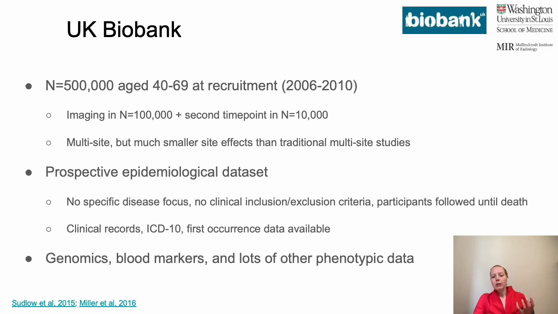But there's also not a lot of inclusion or exclusion criteria. So essentially, anyone was included and participants are followed up until death. And so the idea is that the sample should reflect a good number of different disorders, both pre-existing disorders and neurodegenerative disorders that might develop over the course or after scanning. And so there's a lot of information available in terms of clinical records, ICD-10 disease labels, first occurrence data when people were first diagnosed, and then also genomic blood markers and lots of other phenotypic data.